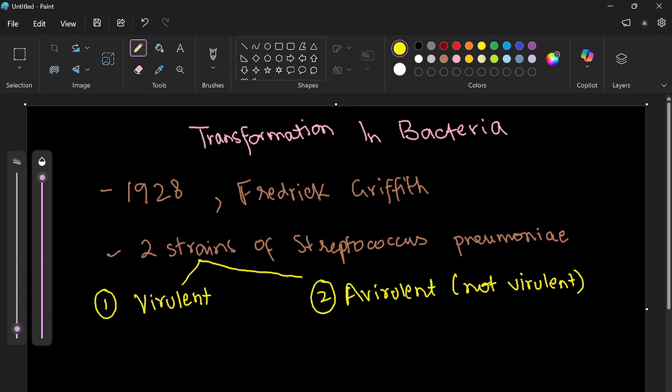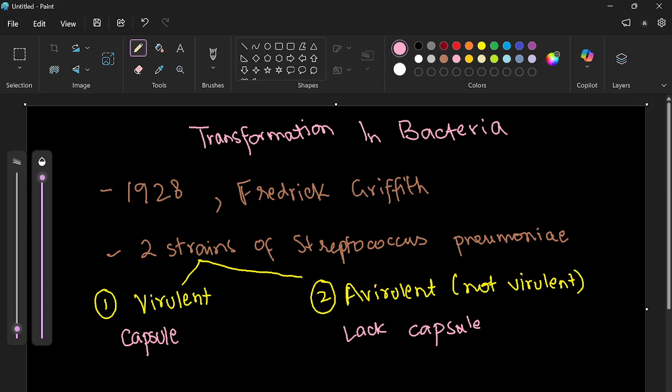The virulent strain of Streptococcus pneumoniae had a structure called a capsule. A capsule is a structure found in many bacteria which helps them prevent phagocytosis by the host's eukaryotic cells. So this is the cause of the virulence of this strain. The avirulent strain lacked a capsule, and that's the reason they are not virulent and can be readily phagocytized by the host cell.